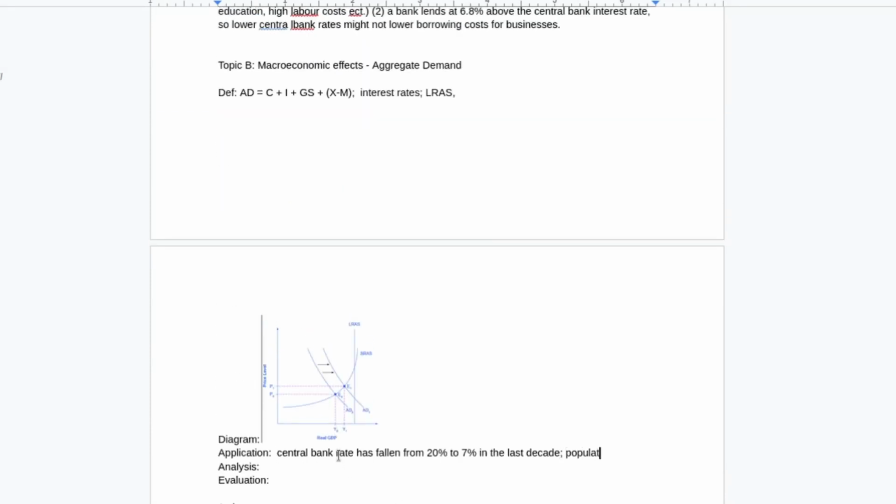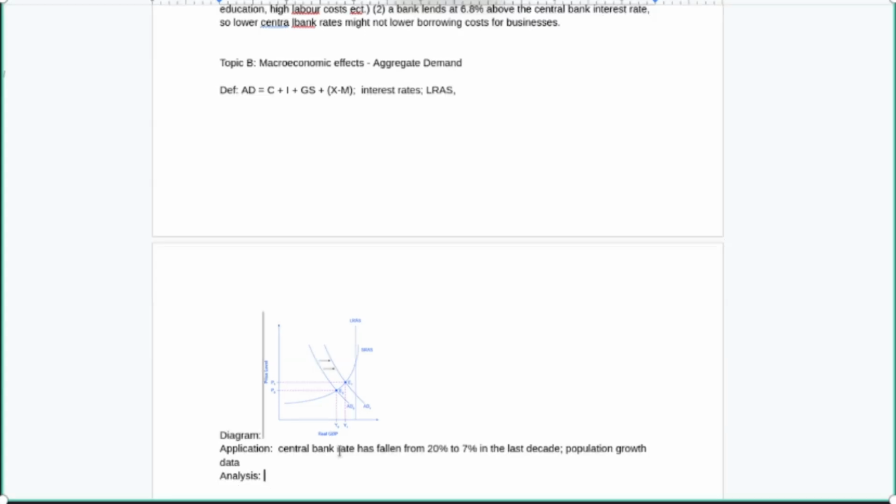In terms of application, this will make more sense once I've explained the argument, but the population growth data that they're providing in the first extract might be useful to show a big increase over time in population in Kenya. That I would expect to translate to a higher long-run aggregate supply because you're increasing the size of the workforce. Now, we're also assuming there that they're getting adequate education to be useful for businesses, but provided that's happening, we would expect population growth to be good for increasing long-run aggregate supply.